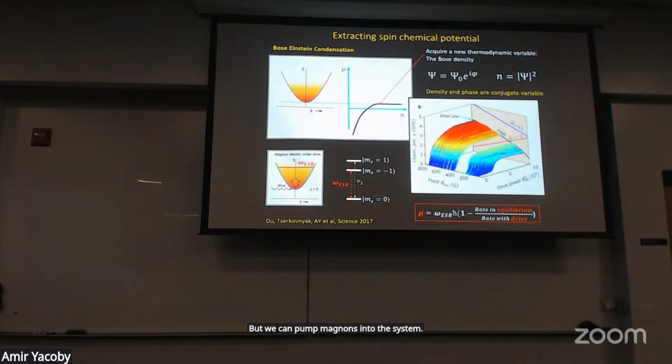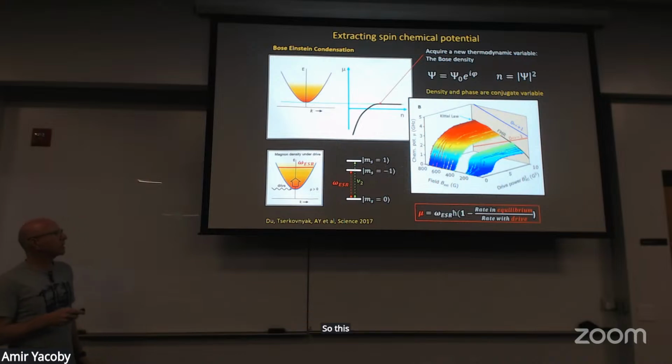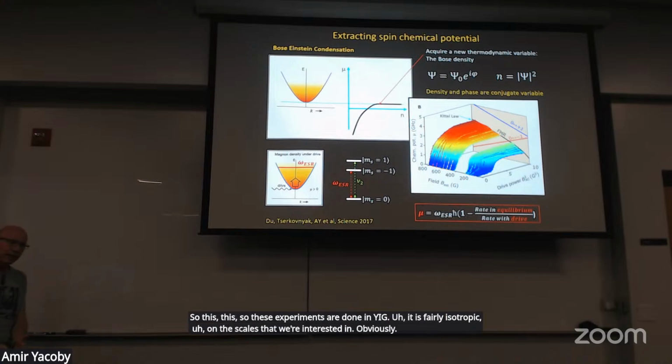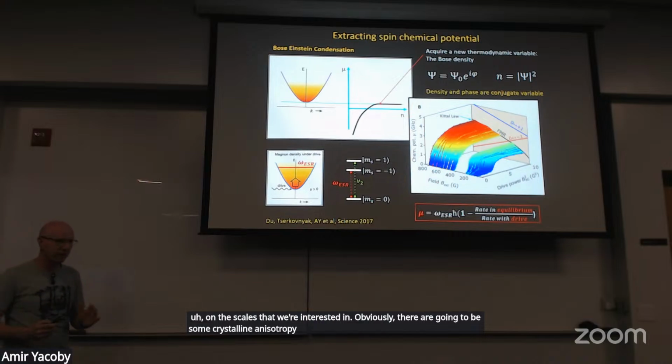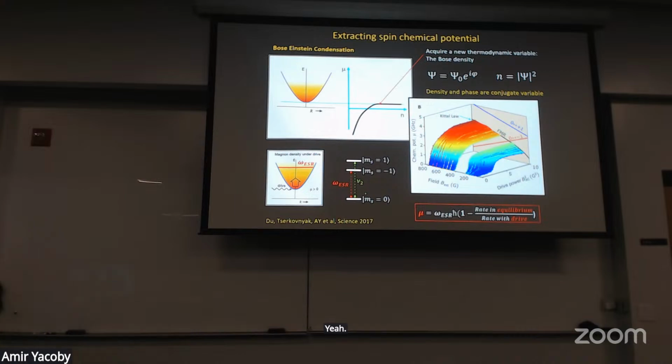Yeah, I'm worried about magnetic anisotropy here. You're going to talk about it, so far it seems like you're treating it like a Heisenberg magnet. So these experiments are done in YIG. It is fairly isotropic on the scales that we're interested in. Obviously, there is going to be some crystalline anisotropy, but we are at energies that are far greater than these anisotropies. Yeah.